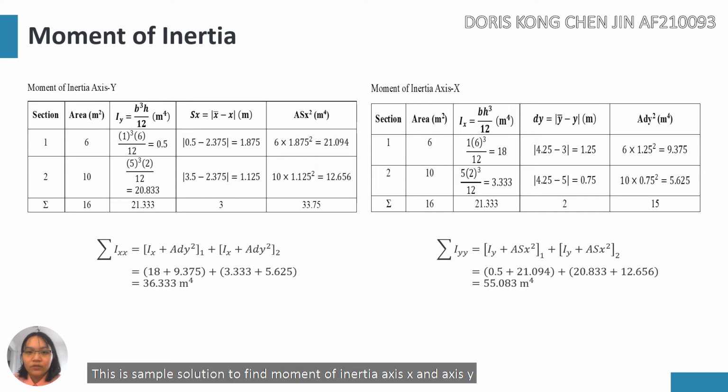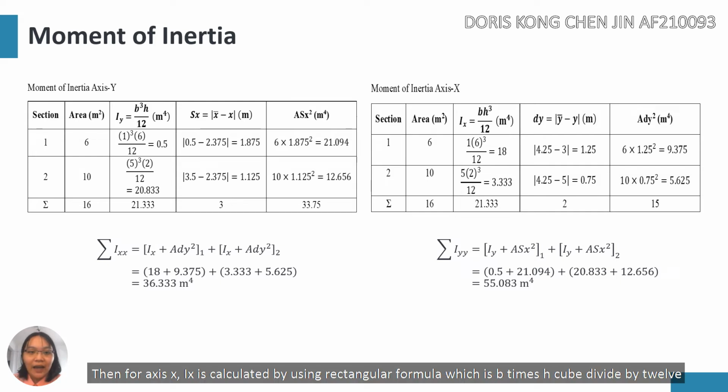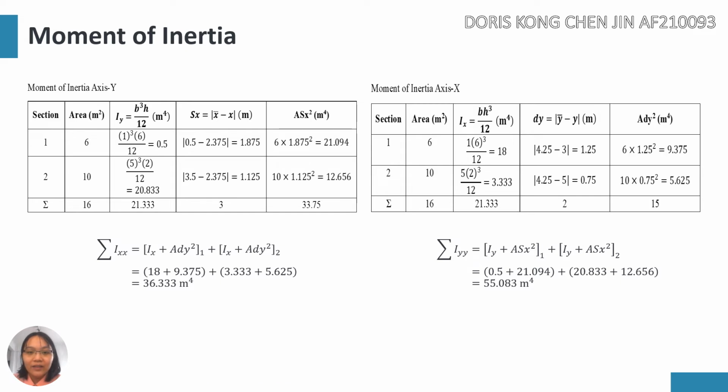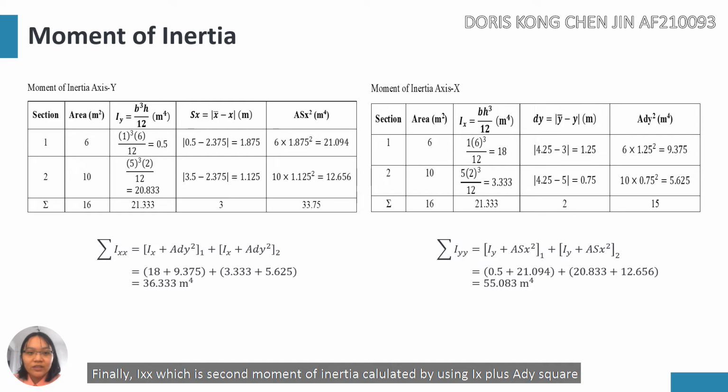This is a simple solution to find the moment of inertia about axis X and axis Y. For both axes, the area is copied from the previous slide. Then, for axis X, Ix is calculated by using the rectangular formula, which is b times h cubed divided by 12. Then, the change in y, dy, is calculated by using centroid y minus y. Then, A times dy squared is calculated. Finally, Ixx, which is the total moment of inertia, is calculated by using Ix plus A dy squared for section 1 plus Ix plus A dy squared for section 2.